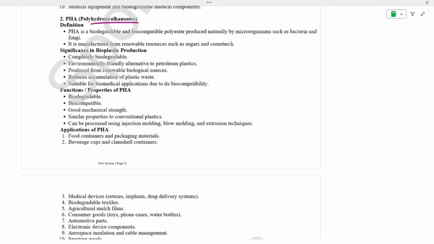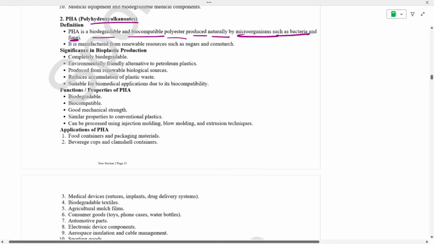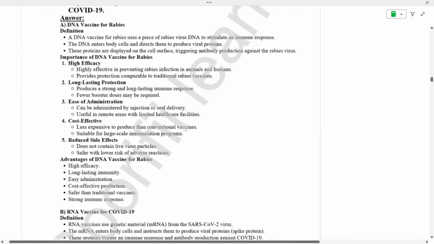Next is PHA. PHA is polyhydroxyalkanoates, biodegradable and biocompatible polyesters produced naturally by microorganisms such as bacteria and fungi. Microorganisms such as bacteria and fungi are used in order to produce it. Next, you can see the applications I have given.